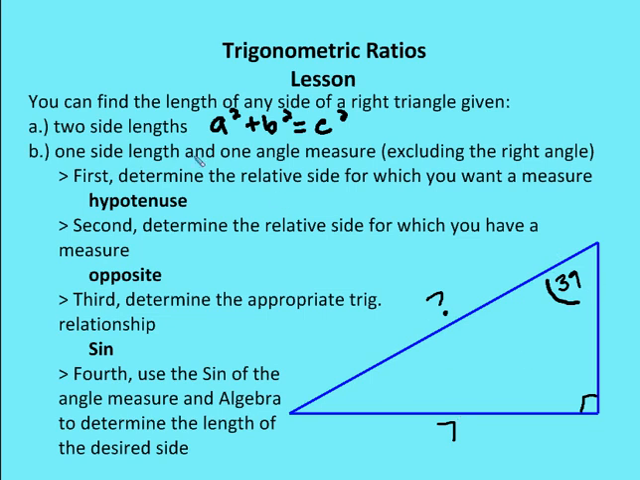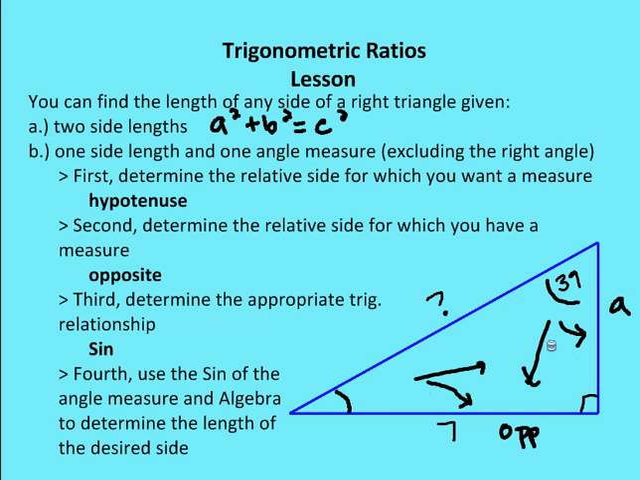So the first thing we need to do is determine the relative side for which you want a measurement. In this case, it's the hypotenuse. It could be a leg, in which case it would be the adjacent side or the opposite side. Remember, it's all relative to the angle in question, or the angle that we have the information for. But of course, we could figure out what the other angle measure is and use this as the opposite and this side as the adjacent.